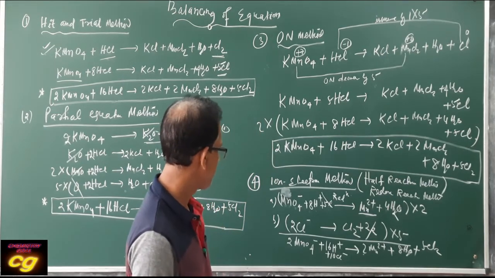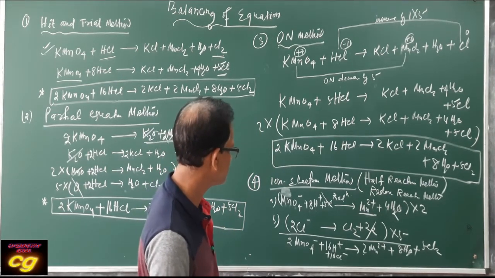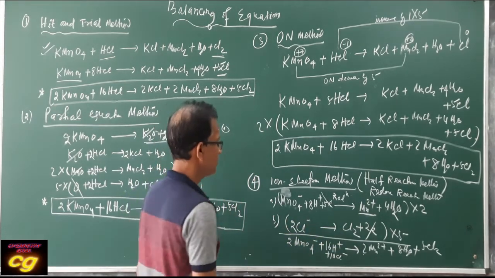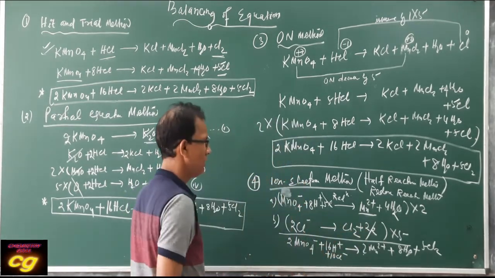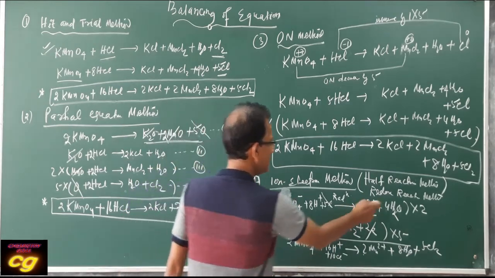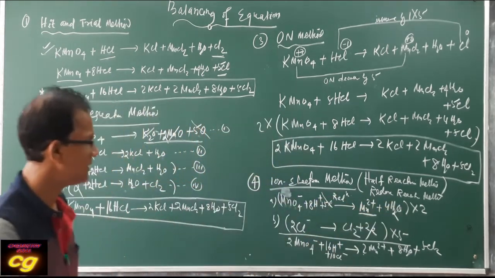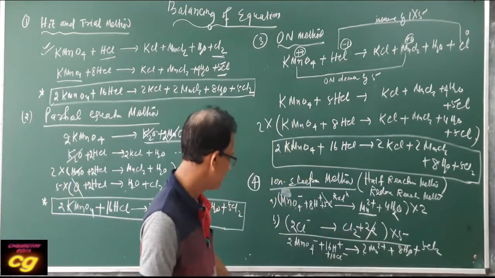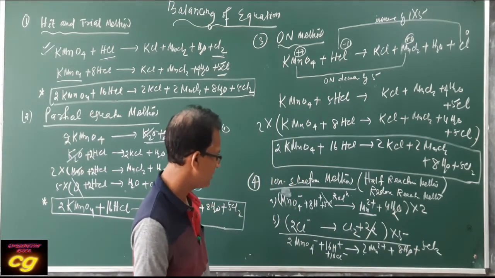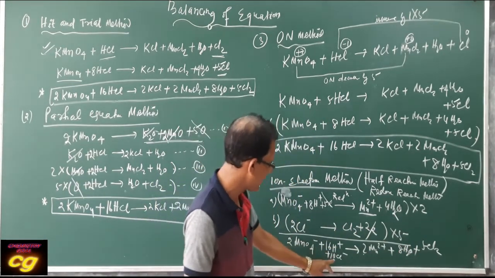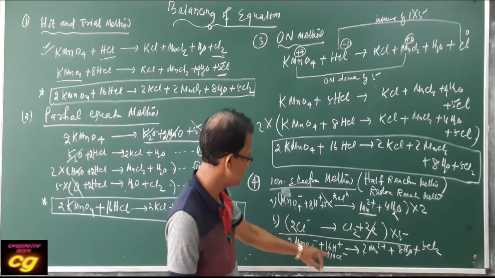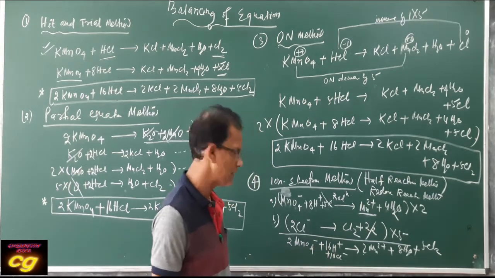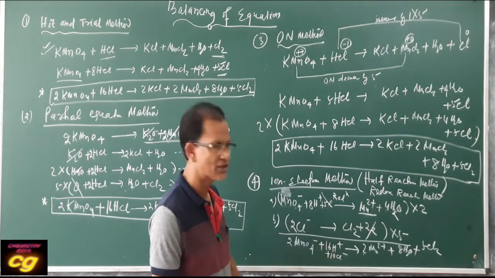5 Cl minus changes to 10 Cl minus, and 18 H plus, correct? Then for the product, you see whether the charge is balanced or not. Here 2 minus from MnO4 minus and 10 minus from Cl minus. The total is 12 minus, and here is 16 plus.